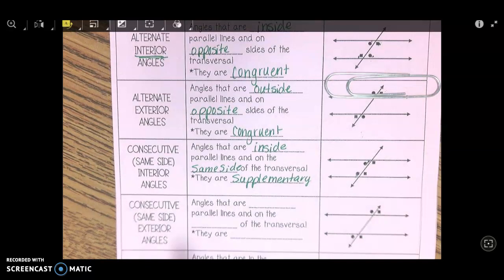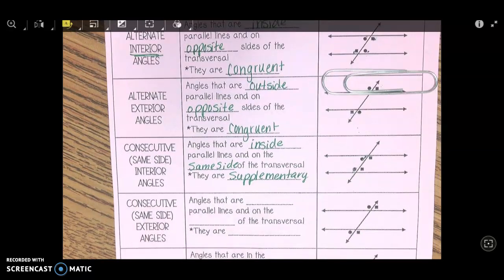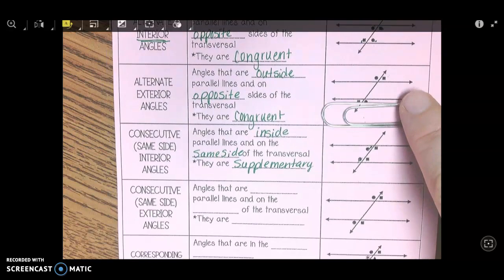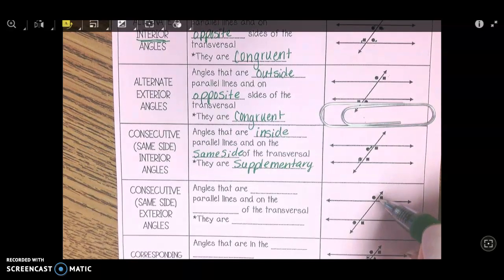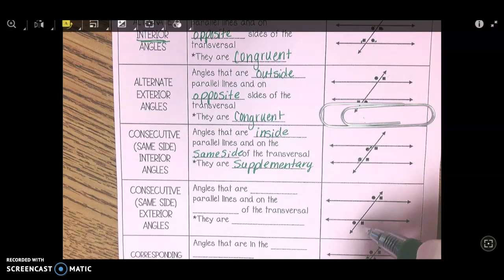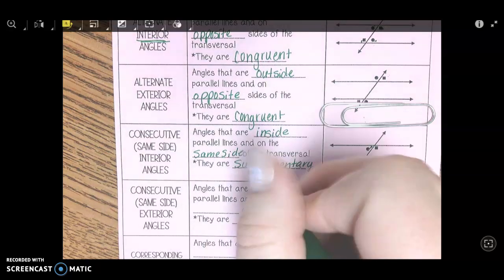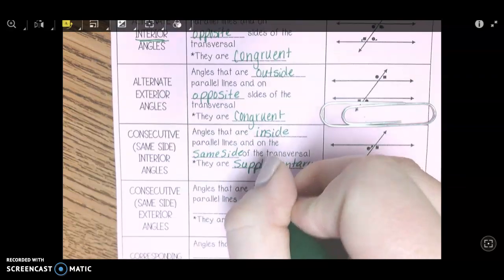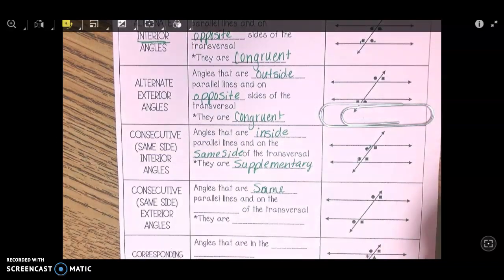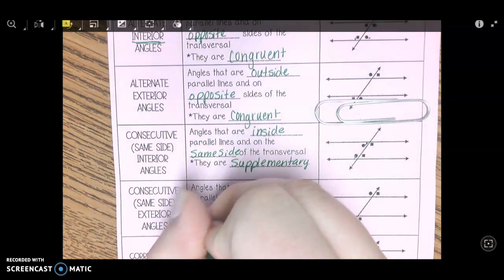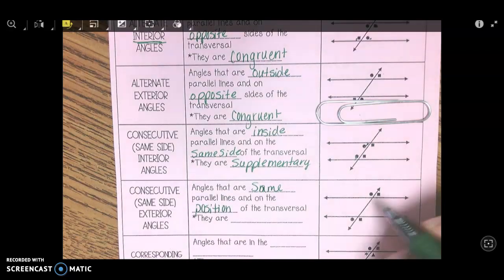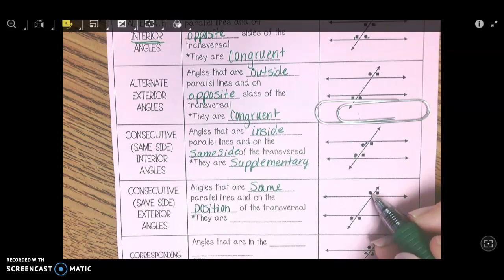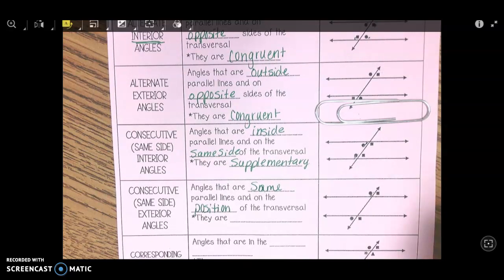Okay. Next, you have consecutive or same side exterior angles. So they're on the same side of the transversal, they're just on the exterior. So they are angles that are outside the parallel lines, on the same side and same position of that transversal. They are congruent.